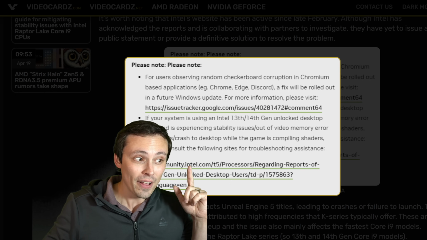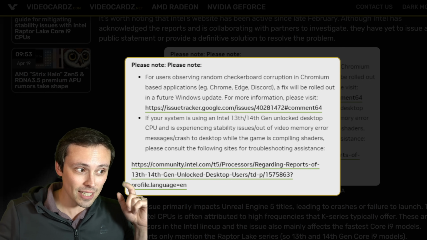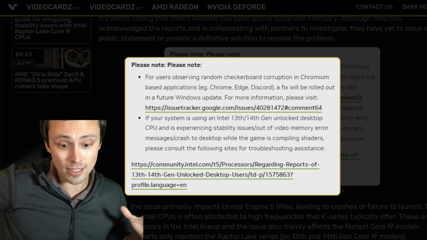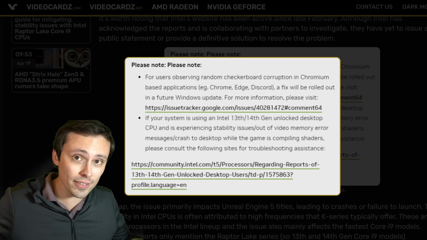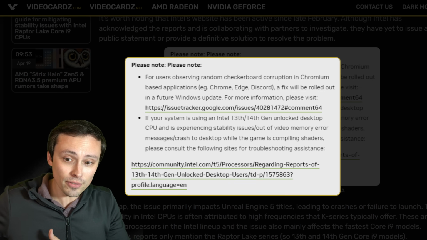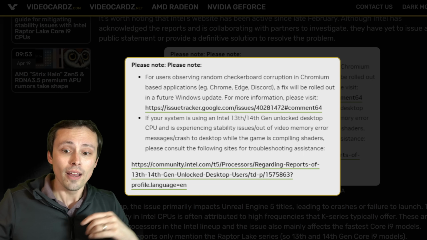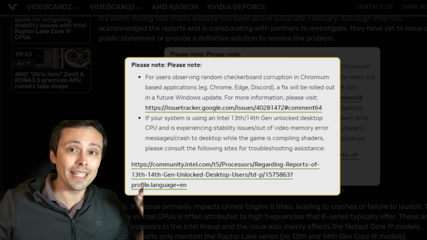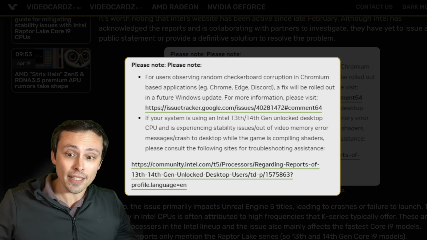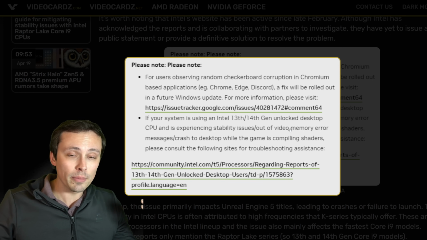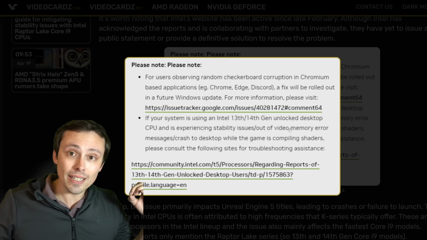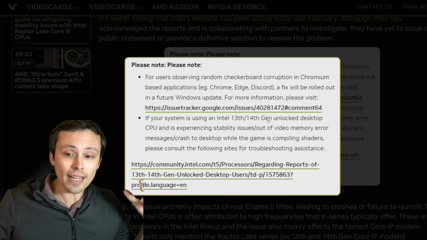And notice they're sending you to an Intel page. So in other words, this seems to be evidence that Nvidia themselves, not Intel, but Nvidia, are pointing to this being an Intel issue. And again, even though it's throwing a video memory error, it seems to be an issue with the CPUs. So that is very interesting.